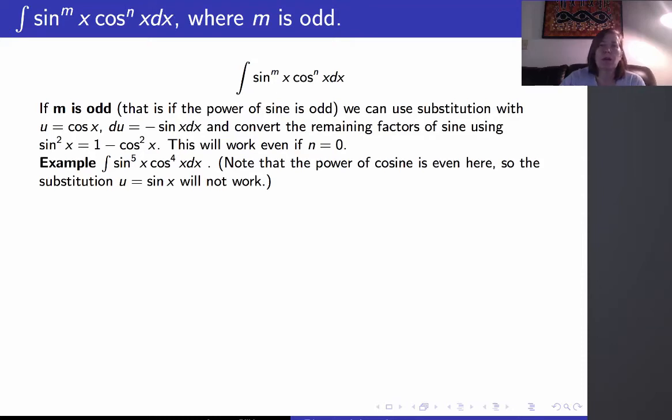Now, of course, because of the symmetry or asymmetry between sine and cosine, we can do the same thing if we have the integral of sine to the mx cosine to the nx dx where m is odd. In that case, the substitution u equals cosine of x is going to help us solve this integral.